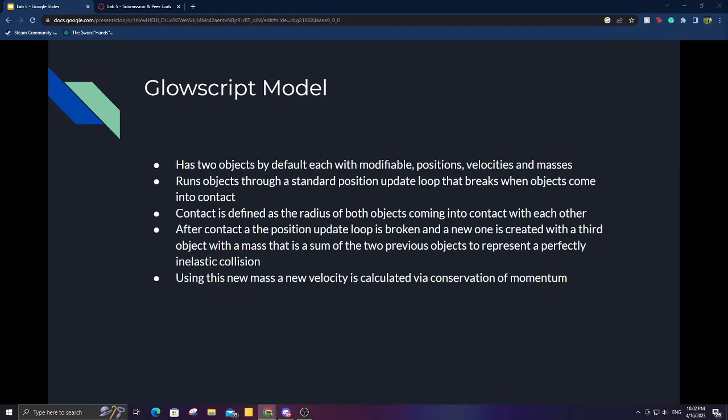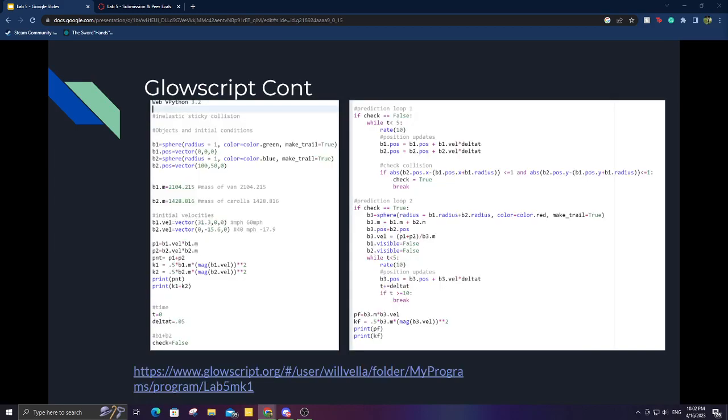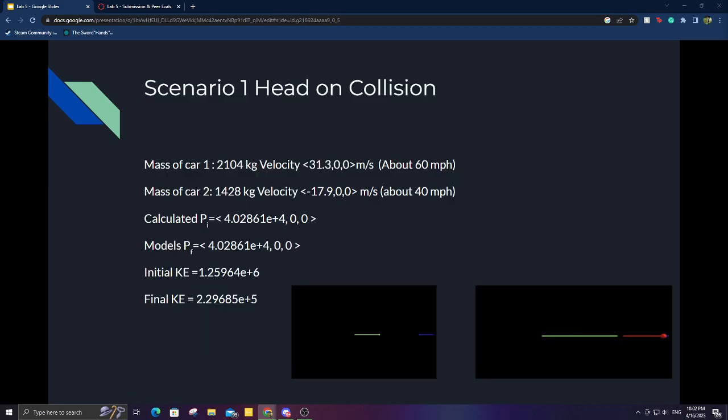Upon contact, a new object is created to represent the collision and the sticking of the masses together, and then that object runs through the position update loop with its new mass, which is the addition of the first two, and then the velocity is calculated via the conservation of momentum formula. The model also calculates the initial and final momentums as well as the kinetic energies for easy comparison. Here's the actual GlowScript code as well as the link if you'd like to look at it. And now I'd like to quickly run through the two scenarios and how they are modeled.